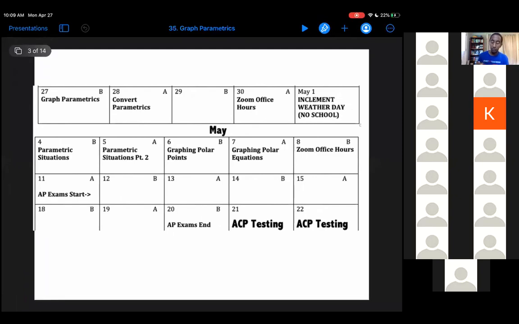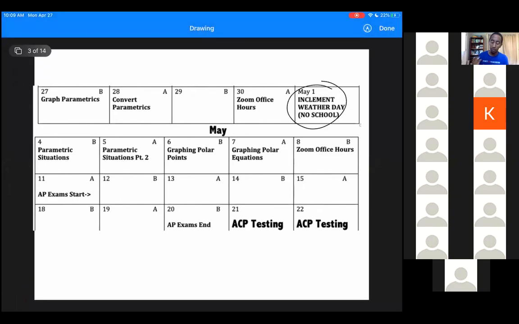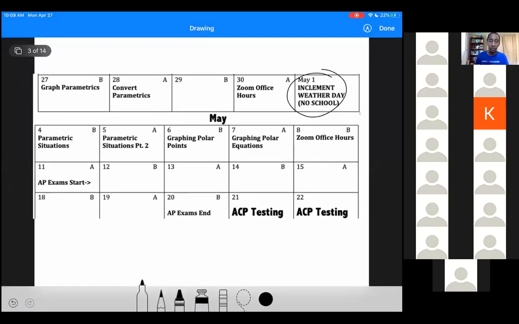So this week is a short week. I don't know if y'all know, but Friday is no school. It's an inclement weather day. And so I'll do Zoom office hours on Thursday. Graphing parametrics is the intro lesson on what parametrics is today. I'm actually going to move this one to Wednesday because they sent me an email that I need to go to the school on Tuesday.